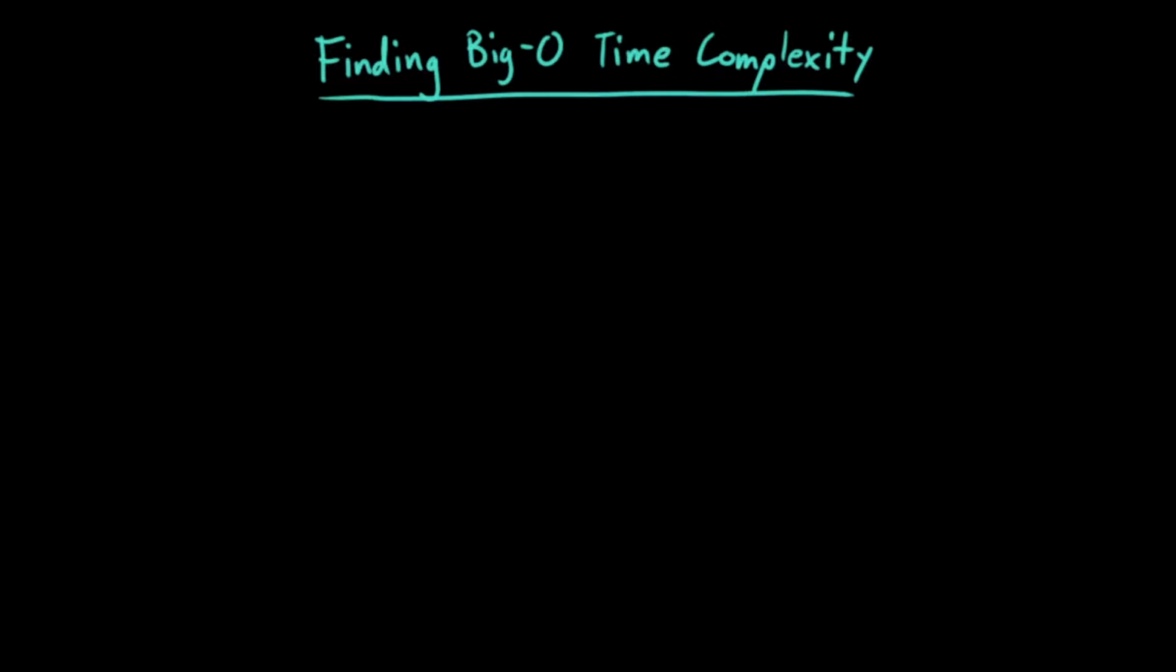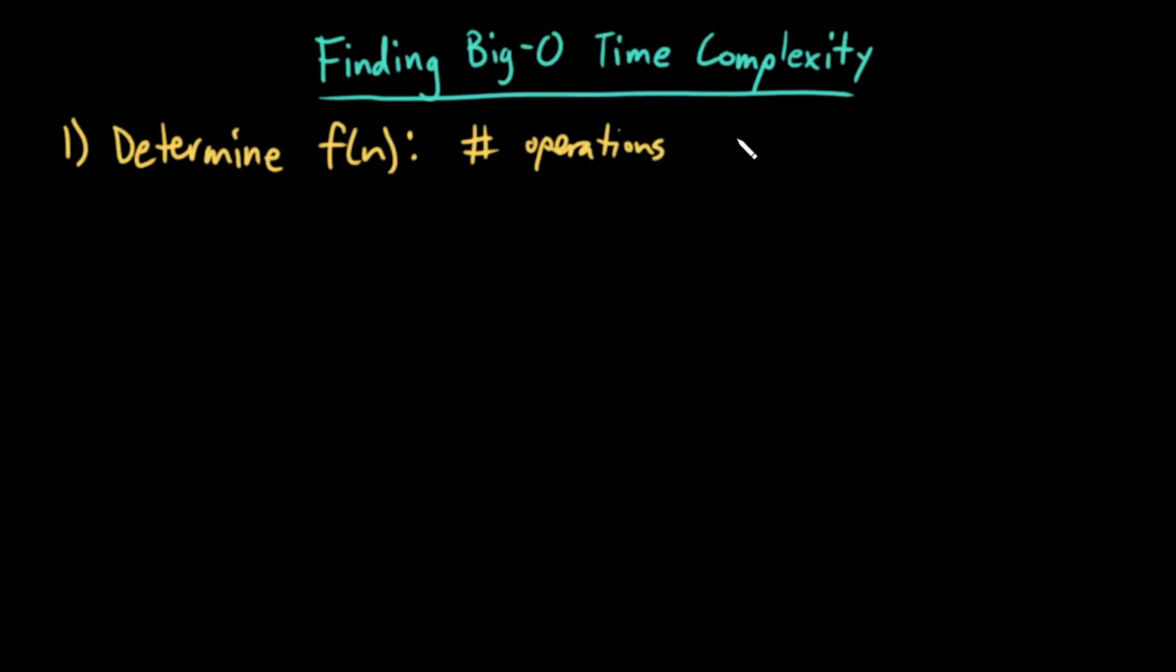Given some algorithm, how do I describe it in big O notation? How do I find the big O time complexity of that algorithm? The first step is to determine f of n, the number of operations your algorithm performs to solve an input data size of n. So given an input of size n, how many operations does your algorithm perform to solve the problem?